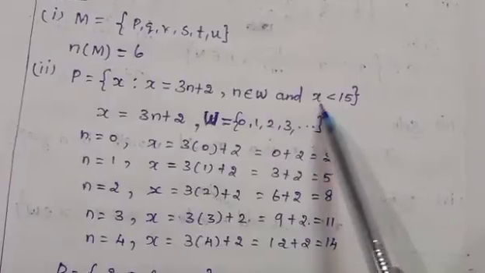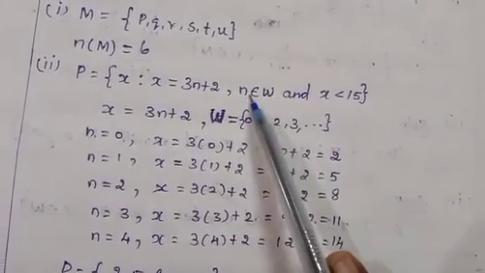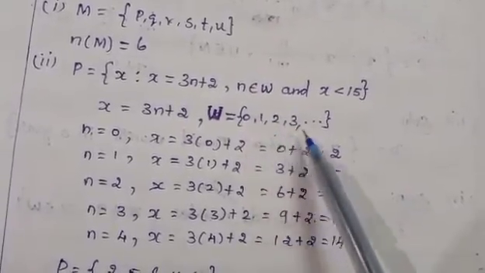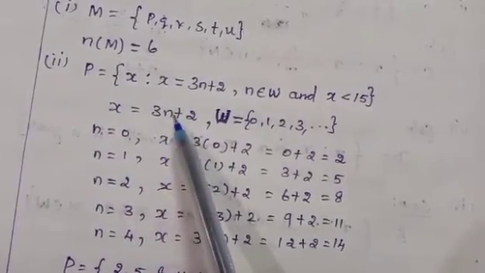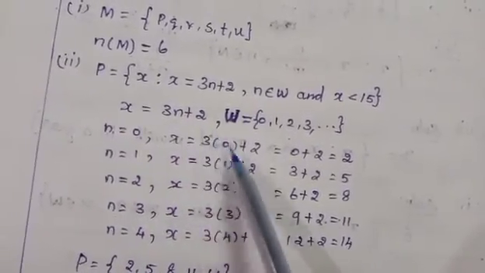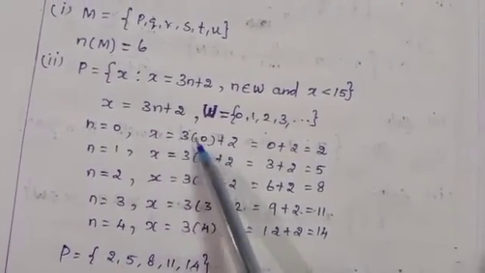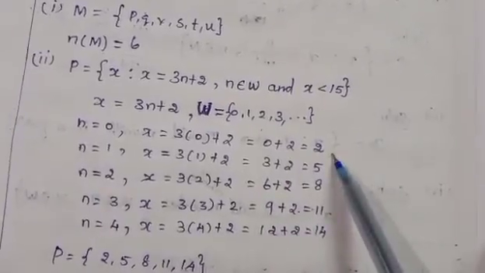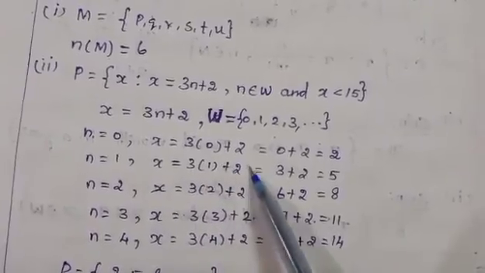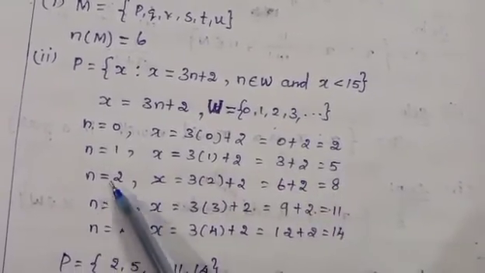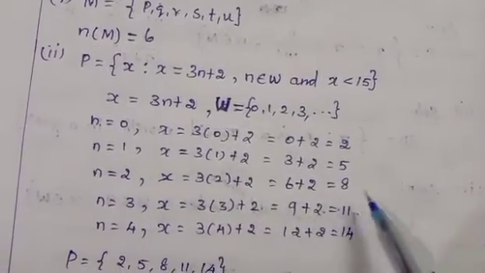So for n belongs to W, you have to consider the values 0, 1, 2, 3, 4 etc. First you have to substitute n equal to 0 in the given equation. x is equal to 3 into 0 plus 2. Instead of n you substitute 0. Any number multiplied by 0 is 0. 0 plus 2 equals 2. Then n is equal to 1: 3 into 1 plus 2, so 3 plus 2, 5. n is equal to 2: you substitute 2, 3 twos are 6, 6 plus 2, 8.